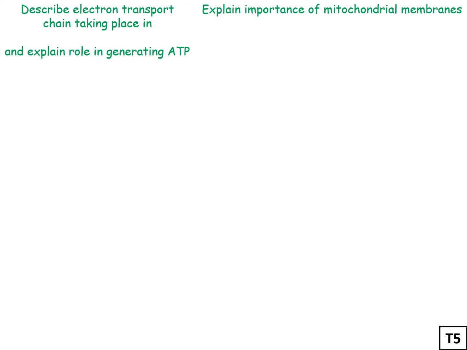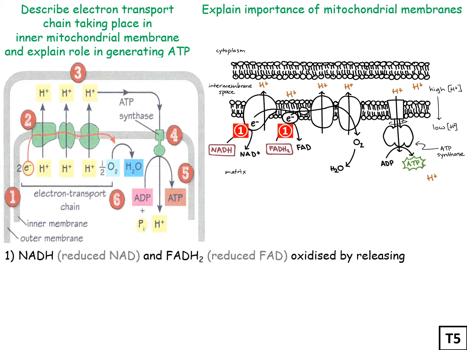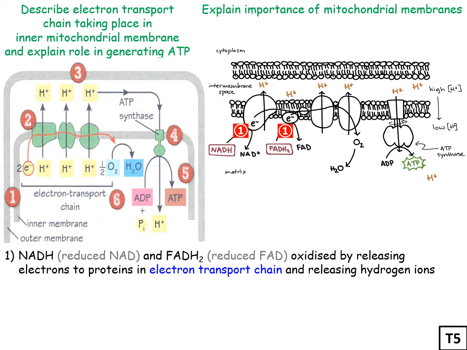So describe the electron transport chain, which takes place in the inner mitochondrial membrane, and explain its role in generating ATP. In both these diagrams, which show the same thing that's happening, we can see that, first of all, NADH, which is reduced NAD, and FADH2, which is reduced FAD, first get oxidized, and this releases electrons to proteins in the electron transport chain. So those are the electron carrier proteins on the membrane. And oxidizing these molecules also releases hydrogen ions.